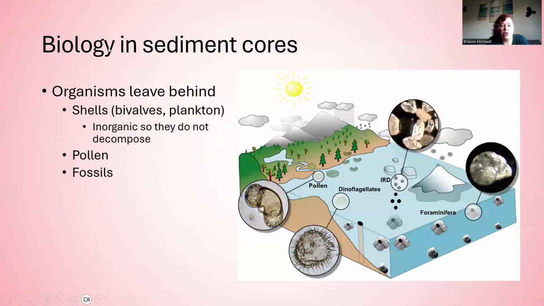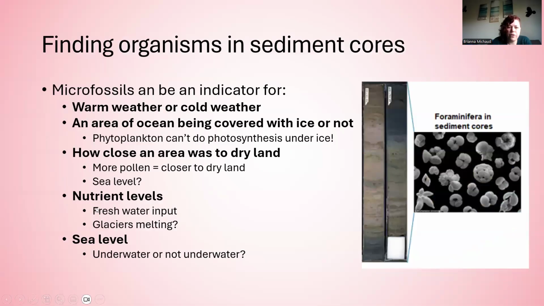So another thing we look for in sediment cores are things from biology, because stuff left behind by living things can tell us a lot about what was going on at the time. Organisms can leave behind shells, like I talked about with the phytoplankton, the silica shells and the calcium carbonate shells, but also bivalves, so things like clams, oysters, mussels can also leave behind their shells. And these are generally inorganic, so they don't rot and decompose. You can also find things like pollen or fossils as well.